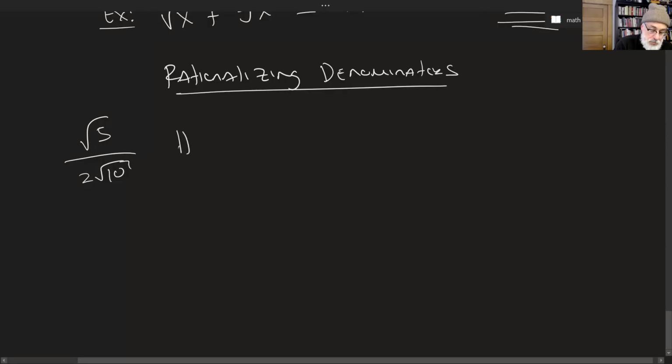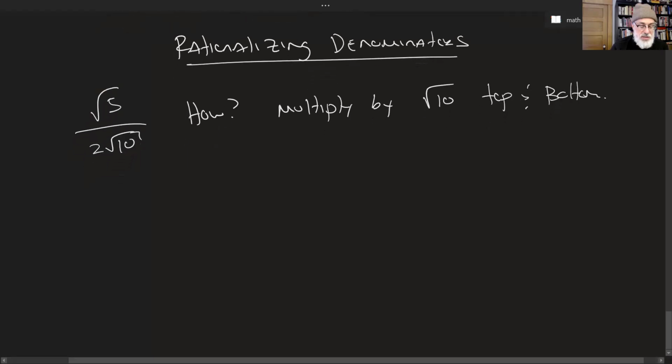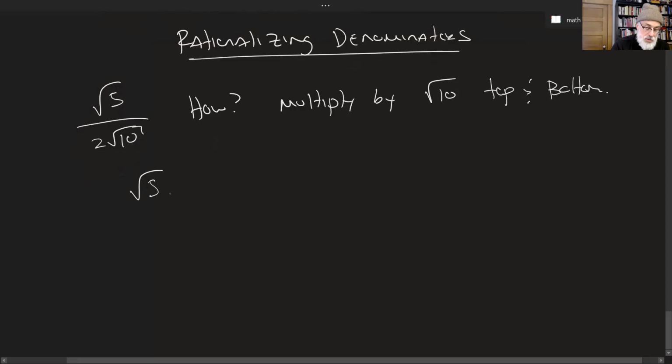So how do we rationalize? When it's a single term, 2 times the square root of 10, we multiply the top and bottom by the square root of 10. If you have a single term you want to rationalize, you always multiply by the radical that's in the denominator. So we're going to multiply by the square root of 10. You might be asking yourself why, because this doesn't look easier. But let's look at the steps.